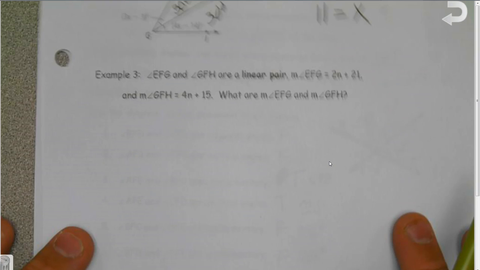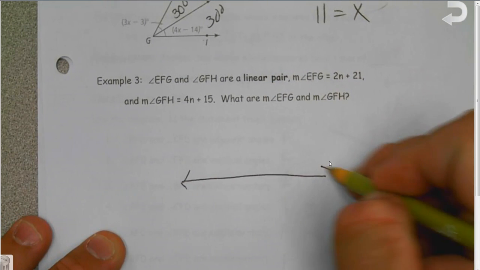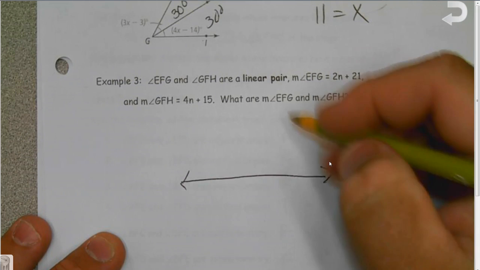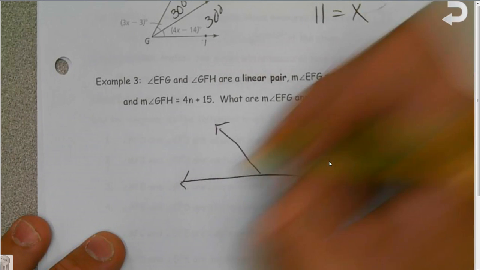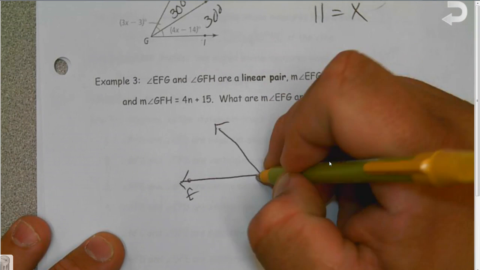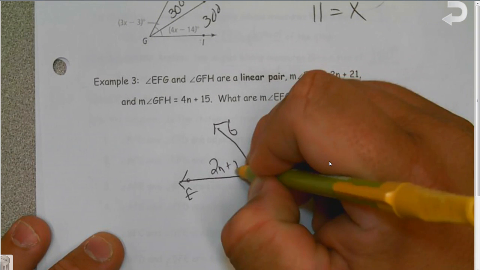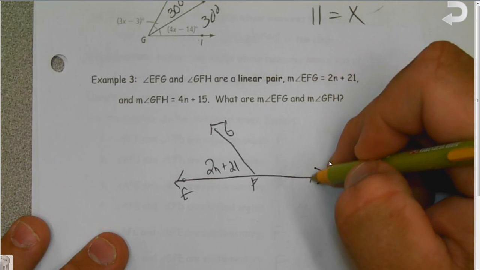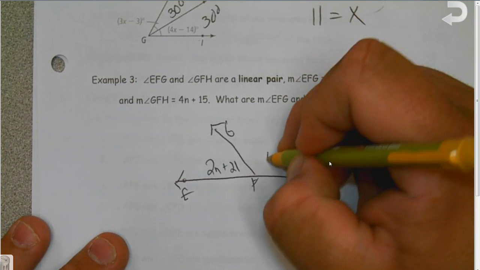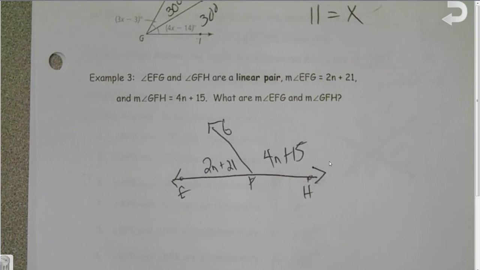Draw a picture. It says these 2 angles are a linear pair. Let's break it up. EFG: 2n plus 21. GFH: 4n plus 15. What do you think I have to do with these 2 pieces of information?